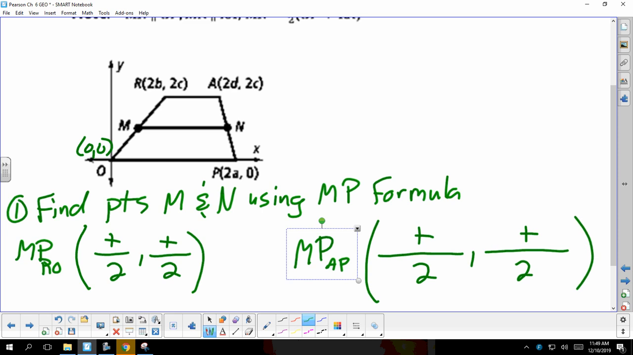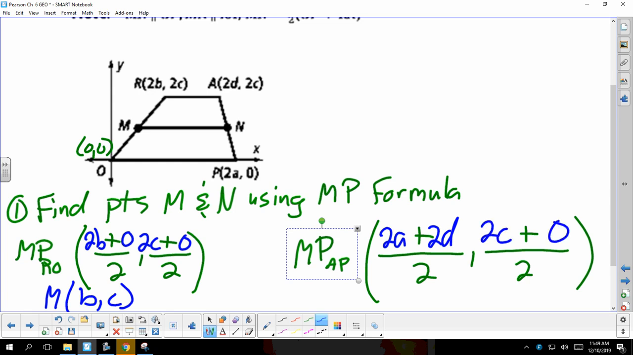All right, so let's start with our O. So I have 2b plus 0 divided by 2, and then 2c plus 0 divided by 2. Point M is going to be the point b comma c. 2b plus 0 is 2b. 2b divided by 2 is b. And then the midpoint of AP, we're going to have 2a plus 2d divided by 2, and then 2c plus 0 divided by 2.